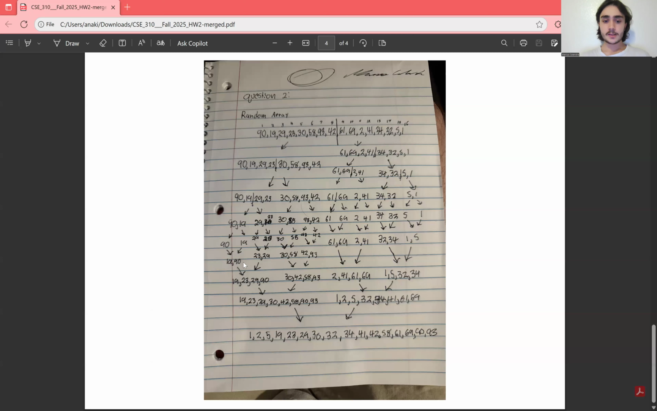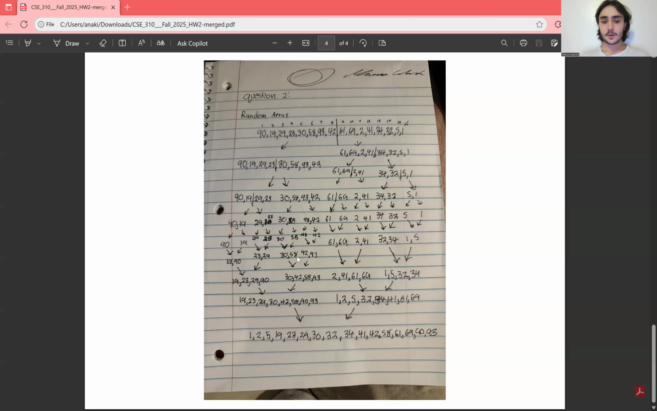So for instance, with 19 and 90 and then 23 and 29, we compare. Is 19 bigger than 23? No, it's not, so it goes first. Is 23 bigger than 90? No, it's not, so then it's 23. Is 90 bigger than 29? Yes, it is. So 29 goes first and then 90, right?